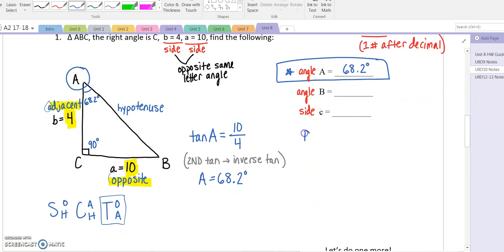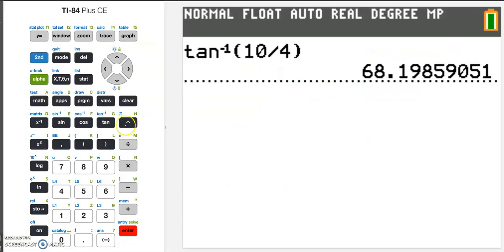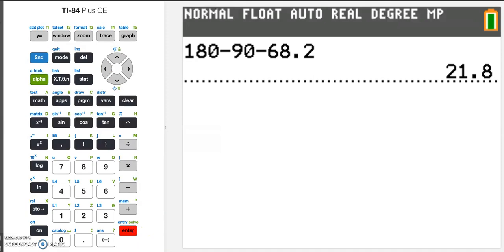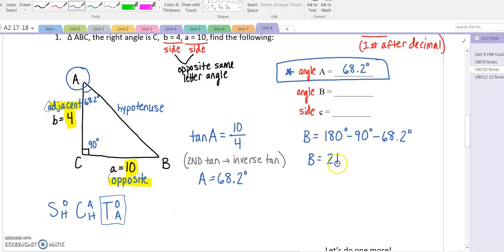So to find angle B, I'm going to do 180 degrees minus 90 and minus 68.2. And that'll give me my third angle. So 180 minus 90 minus 68.2. There we go. And there's my answer, 21.8. And again, just remember, it's an angle, so make sure you put that degree sign. So angle B will be 21.8 degrees.